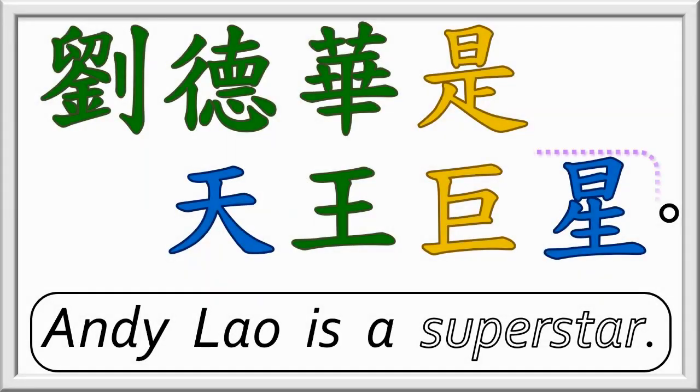A giant or a superstar in the movie or music industry is 巨星. 刘德华是天王巨星 Andy Lau is a superstar. Of course, other descriptors may be added for emphasis, such as 天王, literally the supreme king. Liu Dehua is the real name of a very well-known actor and singer from Hong Kong, and we have learned all the characters to write his name. His English name is Andy Lau, Lau being the Cantonese pronunciation of Liu.